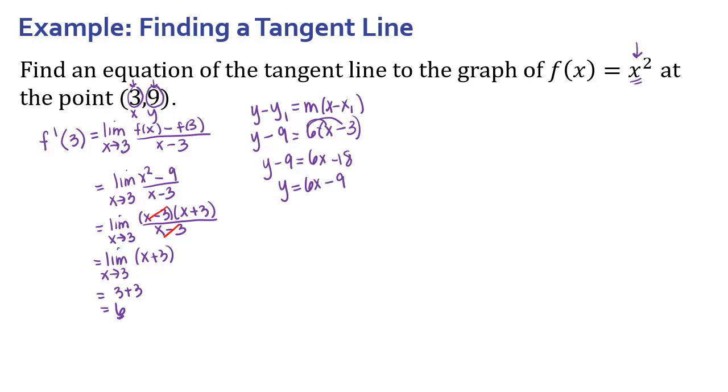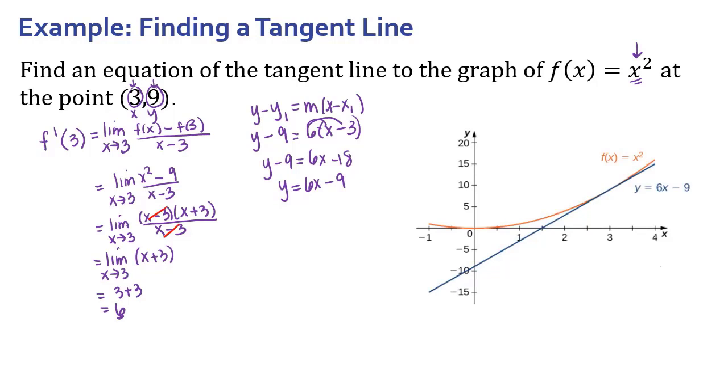Let's confirm this by looking at it graphically. Here's the graph in orange of f of x equals x squared, and here is the line y equals 6x minus 9. You can see right here at 3 that this is definitely the tangent line through that point.